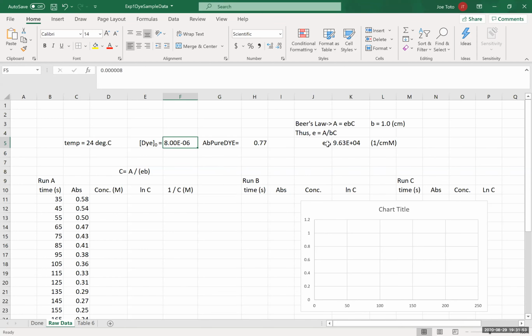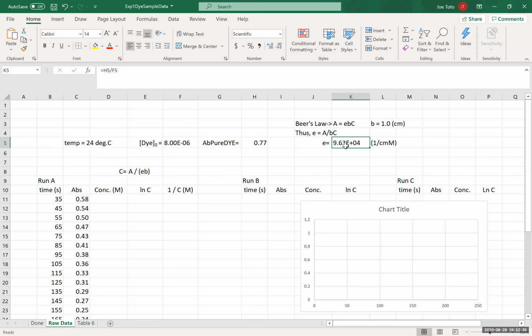So what I did with Excel is I just put in this cell equals H5, which is the experimental absorbance that I found for pure dye. I just picked it. It's in the ballpark. You'll put your value in. And you can do this if you have Excel. If not, you're going to have to do it by hand. You're going to have to calculate this E as the absorbance 0.77 divided by this pure concentration C. And so you get this value when you put it into Excel.